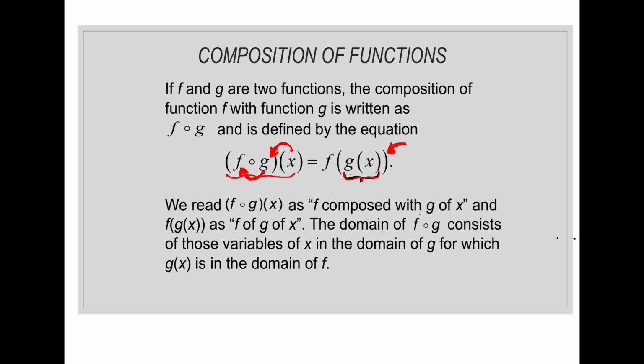So in f of g of x, we start with the domain of g, and then once we have done the substitution into f, we have to look at the domain of f as well. Any values that we're leaving out of one, we also look at the values of the other. We have to leave them both out.